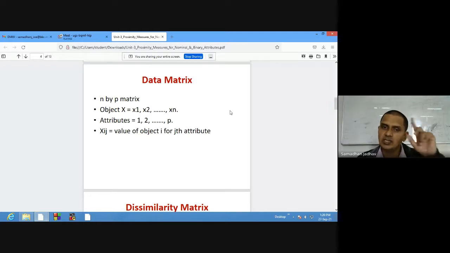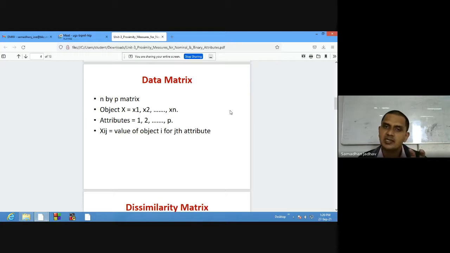So that is rows and columns, and the cells at the intersections of these objects and attributes indicate the values, that is xij. So what is xij? That is a value of object i for attribute j. Okay, object i's value for which attribute? For the jth attribute, right? So that is called a data matrix.